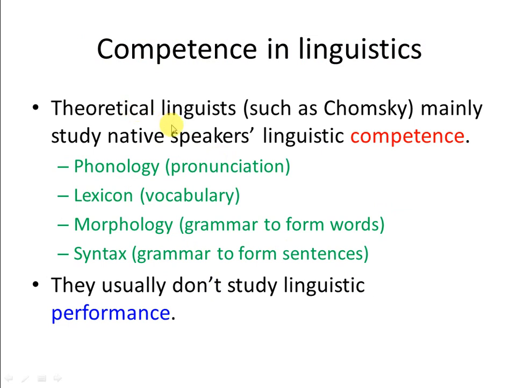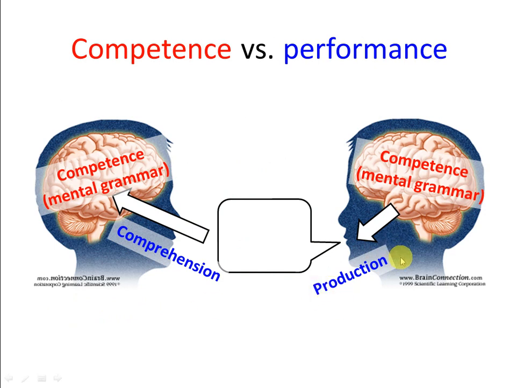And theoretical linguists like Chomsky, they mainly study native speakers' linguistic competence. So what they are concerned with is things like these: phonology, lexicon, morphology, and syntax. Maybe you are already familiar with these types of knowledge. So phonology is concerned with pronunciation, lexicon is concerned with vocabulary, morphology is about the grammar to form words, and syntax is about the grammar to form sentences from words. And theoretical linguists study these, and these are in the mind of a native speaker. And actually, theoretical linguists usually don't study linguistic performance. So theoretical linguists don't study this or this. They study this. Okay? So they think this is very important.